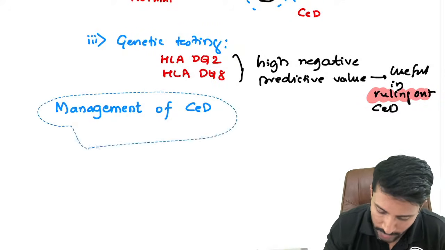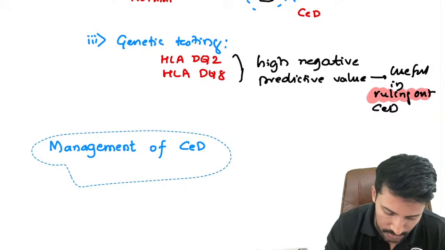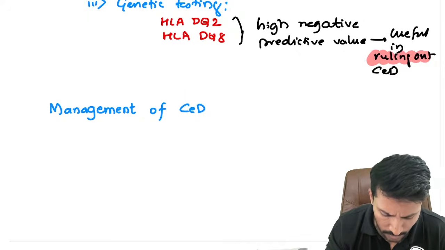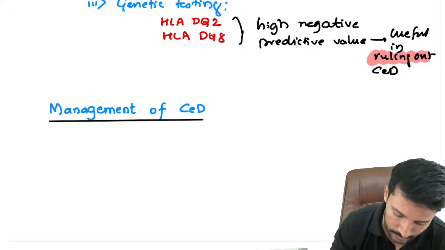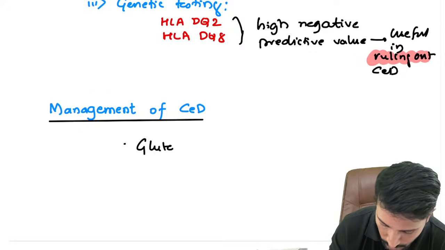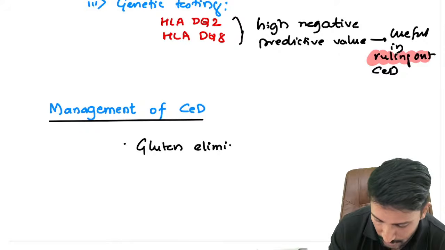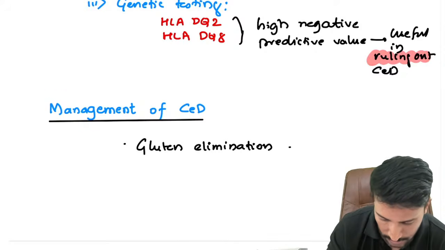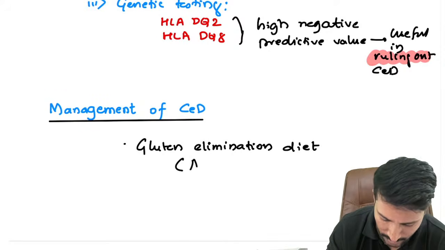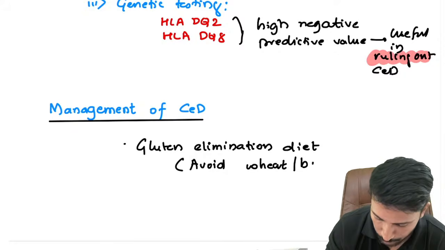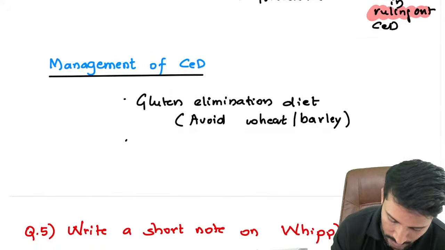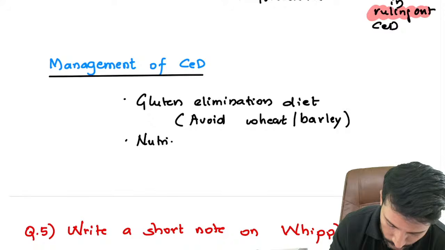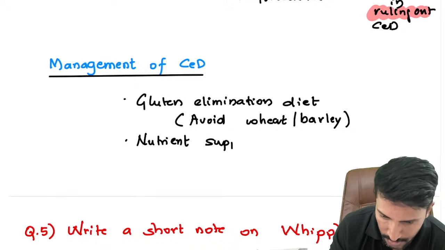Okay, so now how will I manage the celiac disease patients? Management is simple. Eliminate the gluten from the diet, right? Gluten elimination diet. So you can write, avoid wheat, barley, and whatever else gluten-rich food comes to your mind. Second, nutrient supplementation is required.